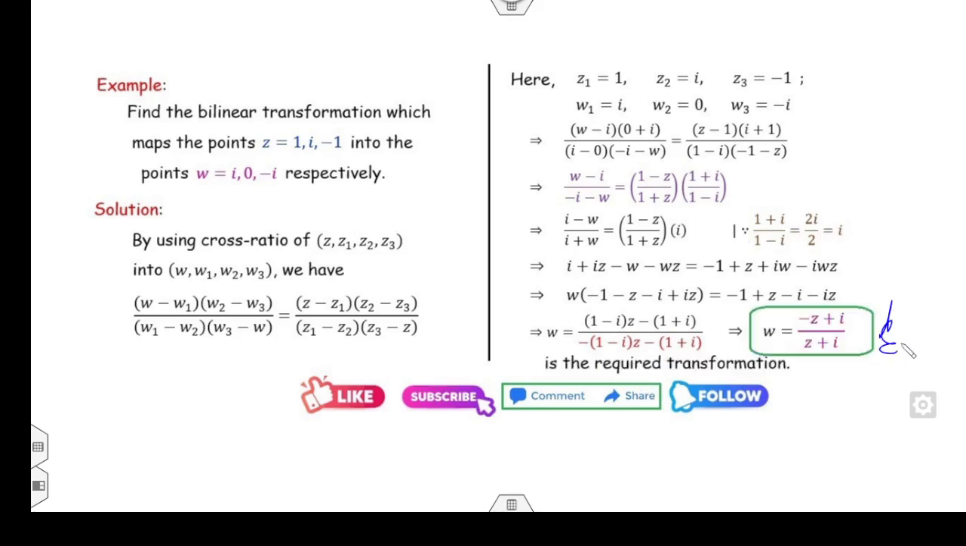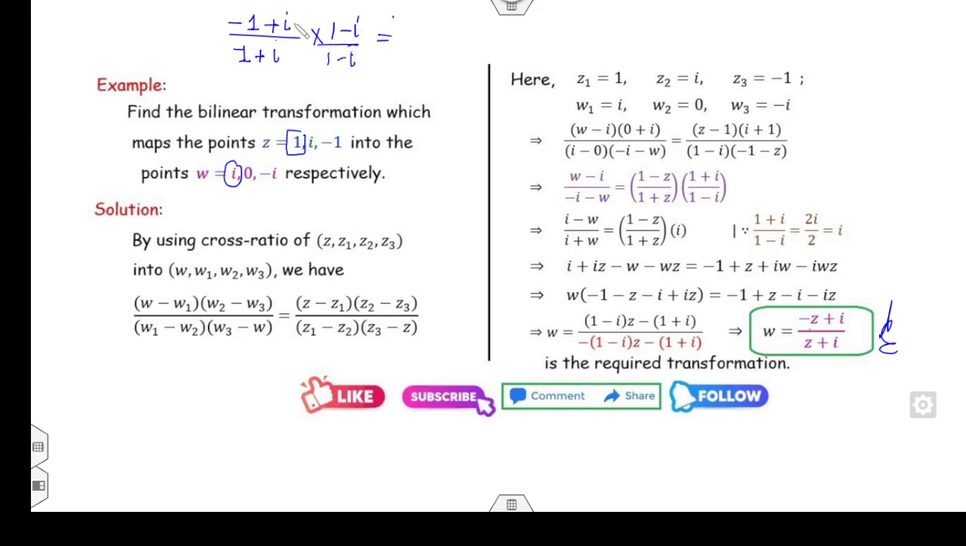You can check your answer in the examination as well, because when you substitute Z equal to 1, the answer will be iota minus iota. It must be iota. So is it iota? You can rationalize it to see whether it is iota or not.